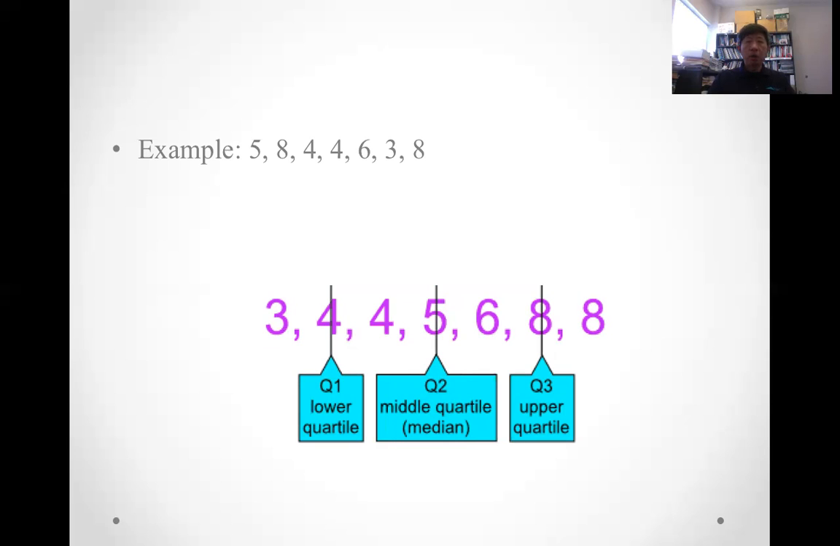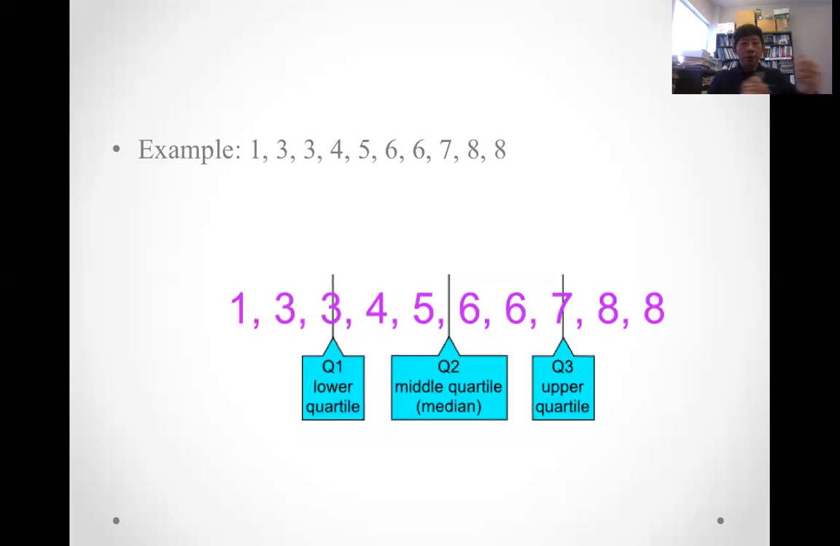Now, what about Q1? Q1 is based on this group of data: 3, 4, 4. We find another median. What's the median for this group? It is 4, right? So that would be Q1, okay? Now what about Q3? For Q3, we have another group of data like this, right? We find the median of this group. We have 6, 8, 8, so that will be 8, right? So Q3 will be 8, okay?